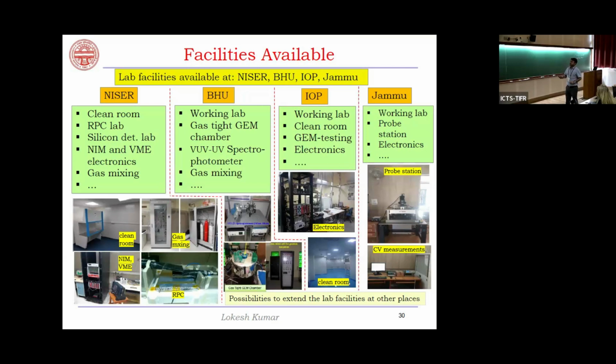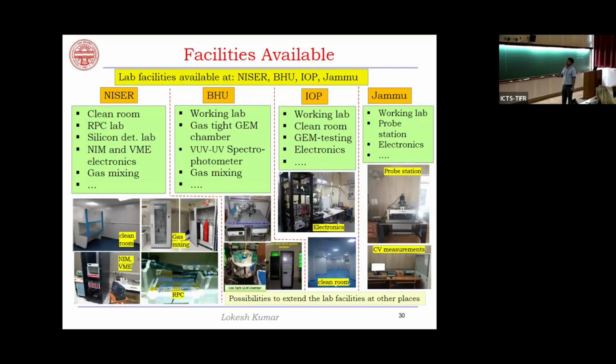So talking about the facilities available, we basically have 4 places where we have lab facilities. At NISER, we have a clean room, RPC lab, silicon detector lab, and electronics and gas mixing, as you can see here. At BHU, you have a working lab, gas-tight GEM chamber, spectrophotometer, gas mixing, etc. IOP, which is also at Bhubaneswar, has a working lab, clean room, GEM testing setup, electronics, etc.